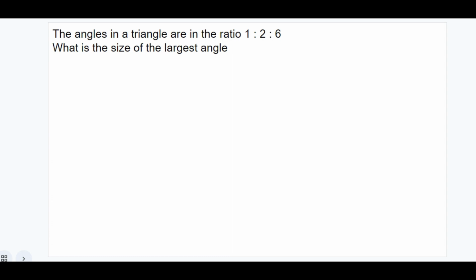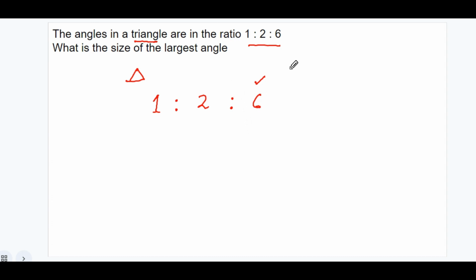The angles in a triangle. This is something you need to know. These are the angles given to you. 1:2:6 is the ratio of angles in a triangle. What is the size of the largest angle? What will be the largest angle? This one, because it has the biggest ratio.